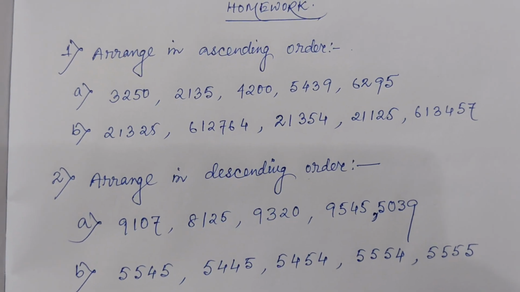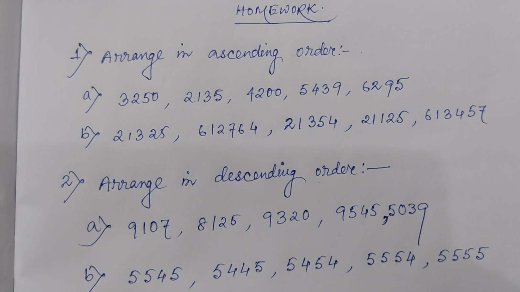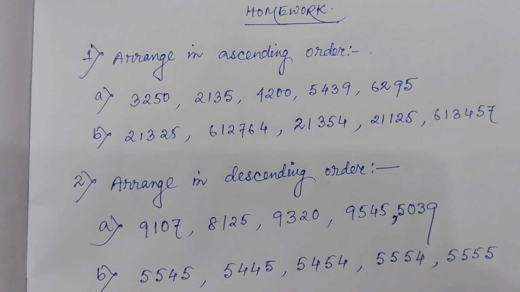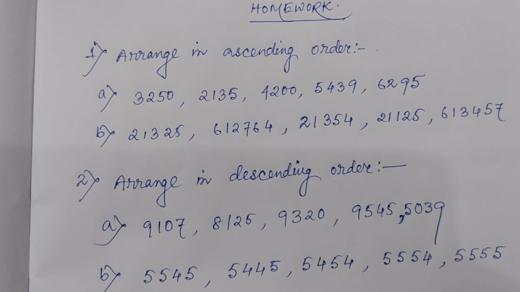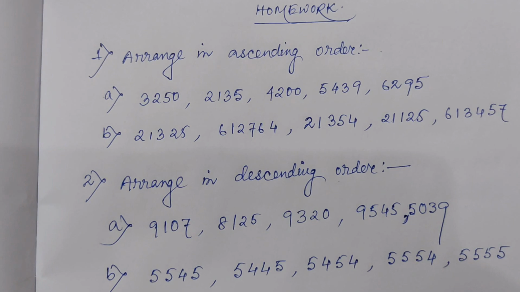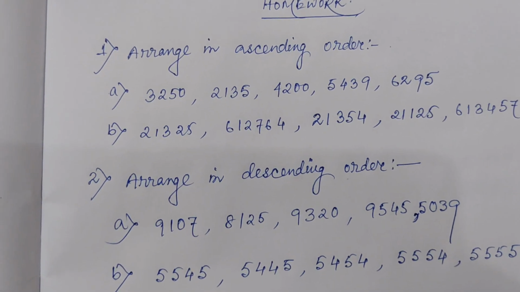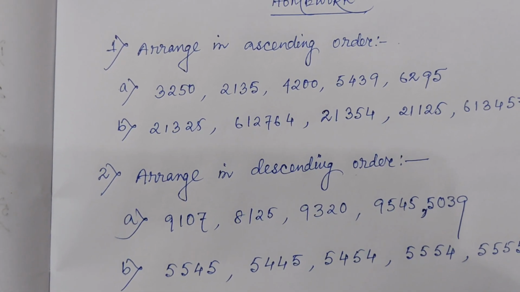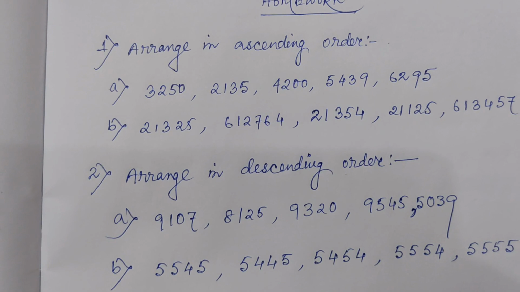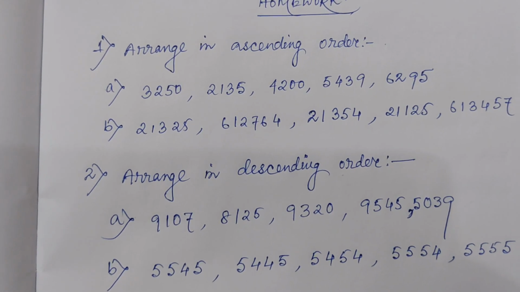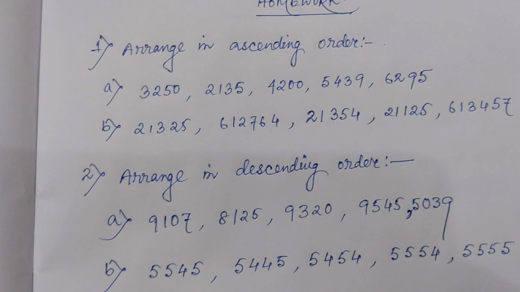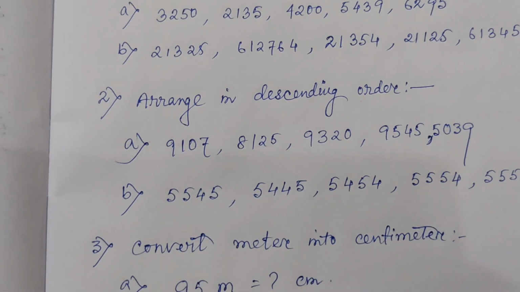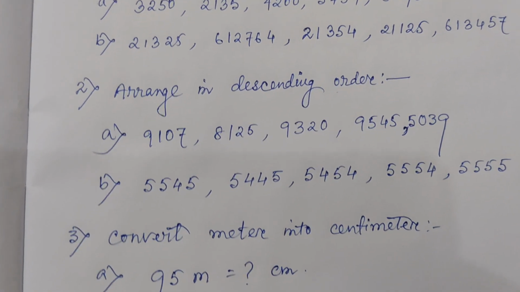Number 1, arrange in ascending order. Number A: 3250, 2135, 4200, 5439, 6295. Number B: 21325, 612764, 21354, 21125, 613457.